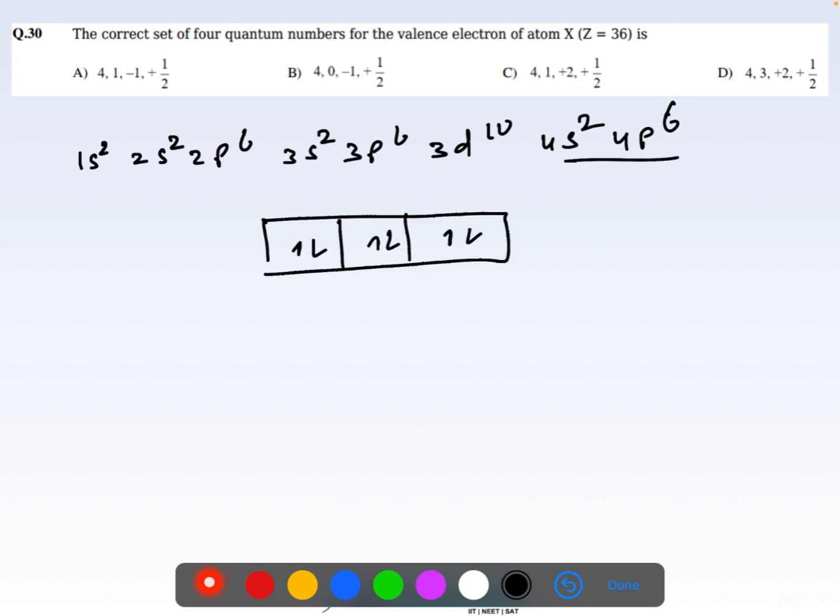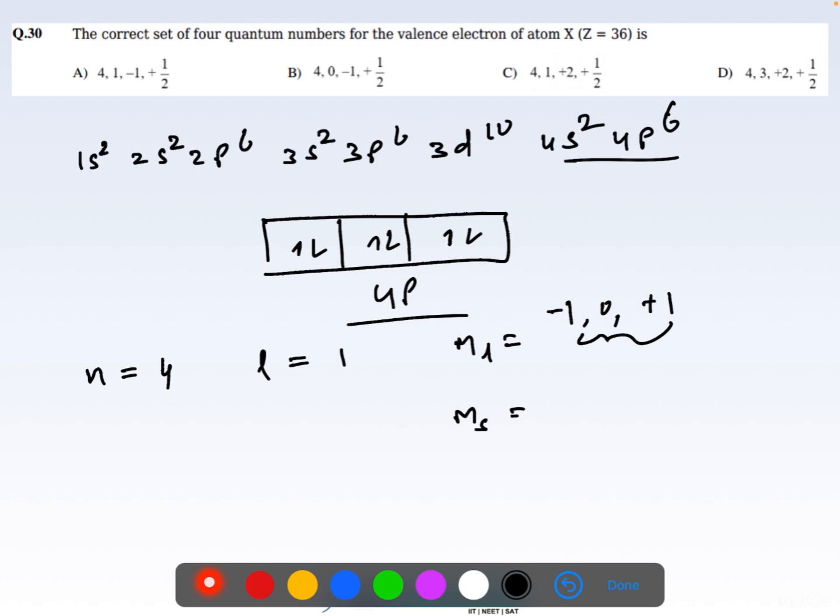Okay, so this is the 4p subshell. Its n value will be 4, and for a p orbital the l value will be 1. The ml value will be -1, 0, or +1, any value we can take, and the ms value will be plus half or minus half. So the correct option is option A: 4, 1, -1, plus half.